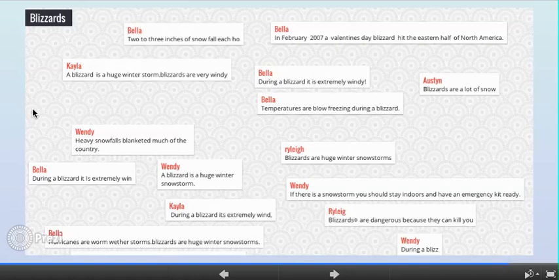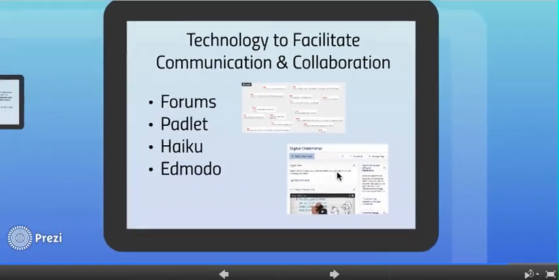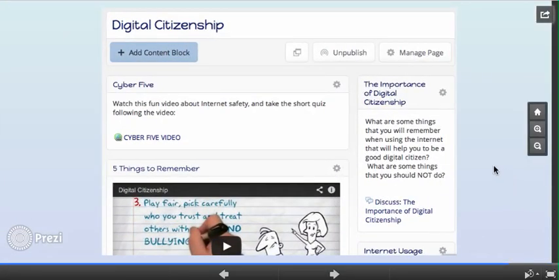They each were submitting independently on their iPad, and then their thoughts and comments would all appear on a shared wall. So all these students were Blizzard experts. And then they were later able to go back and see who found similar information, what information might have been different. This is a screenshot of my Haiku page for students.